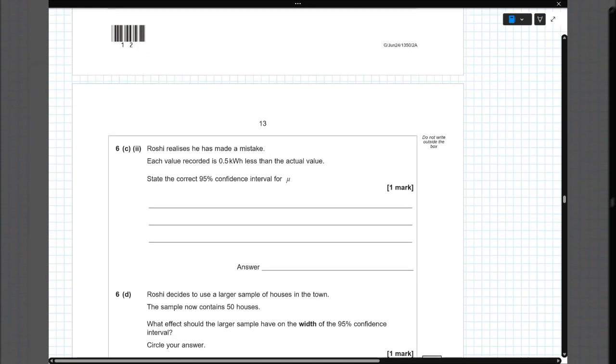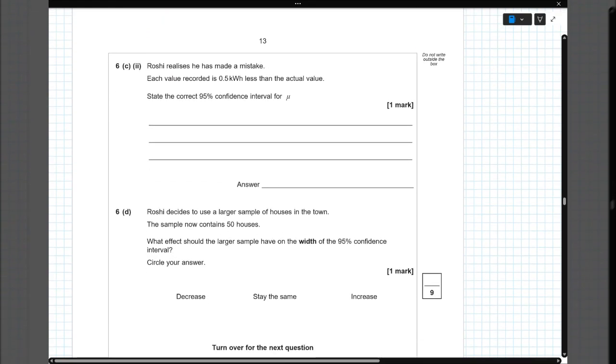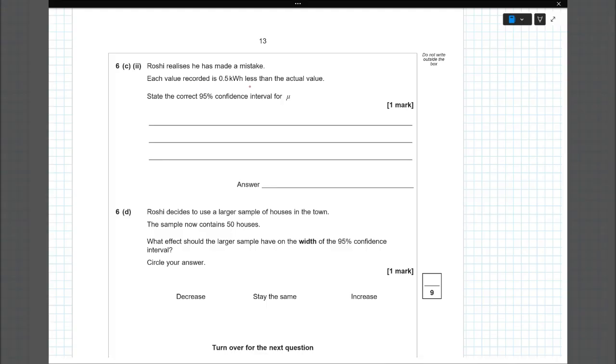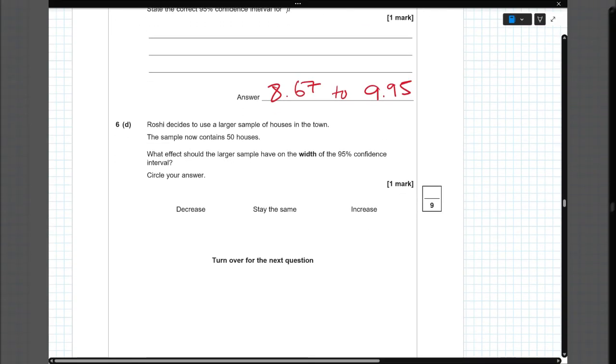Okay, right. Part C, part 2, Roshi realizes he has made a mistake. Each value recorded is 0.5 kilowatt hours less than the actual value. So that's going to increase every value by 0.5. So that means we're going to add onto our interval level by 0.5, which gives us 8.67 and 9.95.